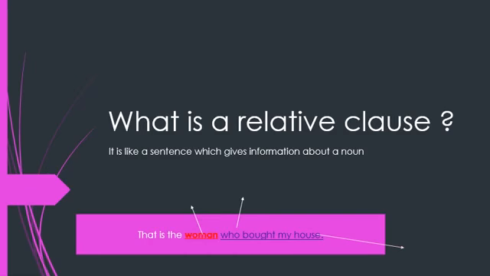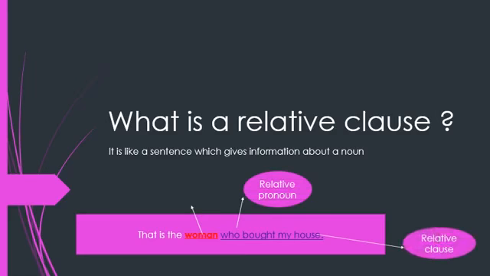So, look at the example here. That is the woman who bought my house. Where is the relative clause? It is who bought my house. هاي الجملة is a relative clause. طيب ليش اسمها relative clause? Because it includes a relative pronoun. فيها ضمير وصل. Where is the relative pronoun here?